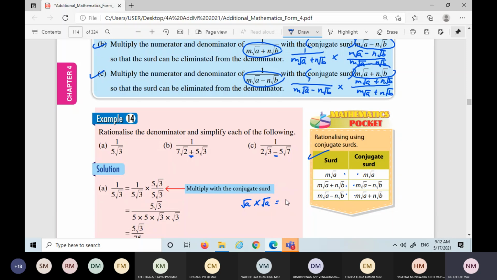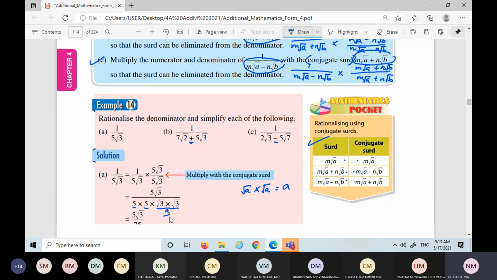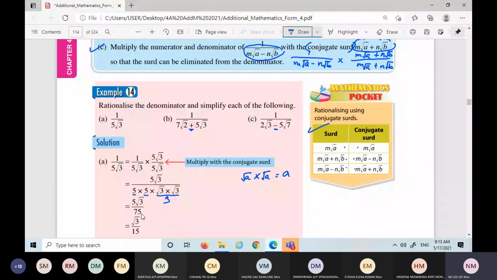Okay, the answer is A. This one is very important. If you have this, then you do it very fast. Here the denominator, you have a 5 times 5, then this one will give you 3. So 5 times 5 is 25, 25 times 3 is 75. This is how you get the 75 here. And then the 5 square root 3, 5 square root 3. Then you simplify, you get this.